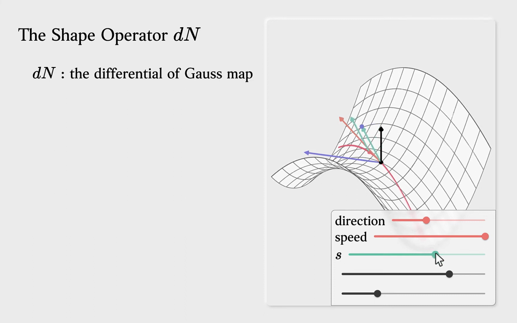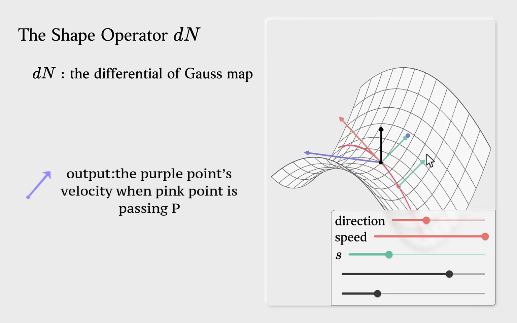The green vector is the normal vector, and the output of the dn will be the velocity of this endpoint. And we can translate it to the origin to see more clearly. So we have this point, purple point, here.